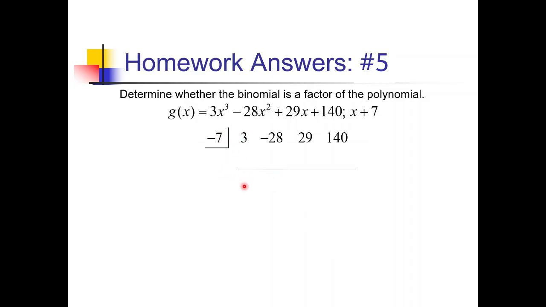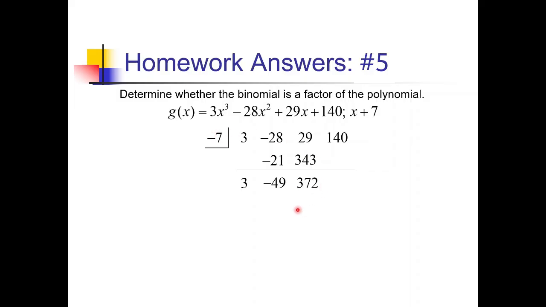Bringing down the first coefficient, we've got the 3 down here. Negative 7 times 3 gives me a negative 21. Plus negative 28 is going to give me negative 49. Times negative 7 is, well, let's see, it's a positive. 7 times 40 is 280. 7 times 9 is 63. 280 plus 63 is 343. There we go. Plus 29 is going to give me 372.